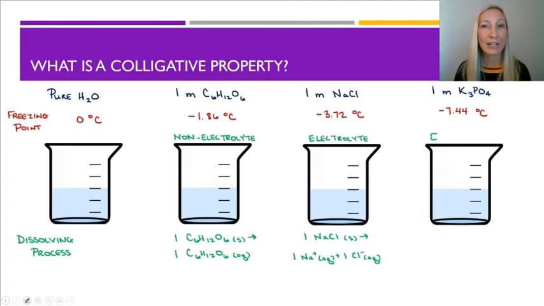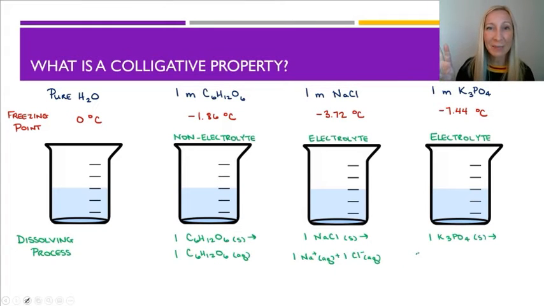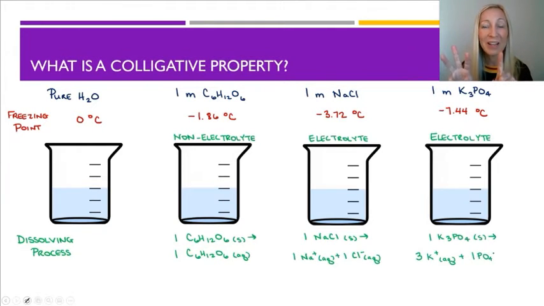Now let's take a look at the last example, which is our potassium phosphate. We're going to assume that it will completely 100% dissolve. So for every 1 mole of solid potassium phosphate that dissolves, we're actually going to get 3 moles of potassium ions and 1 mole of a phosphate ion in solution, giving us a total of 4 particles in solution for every 1 particle that dissolved initially.